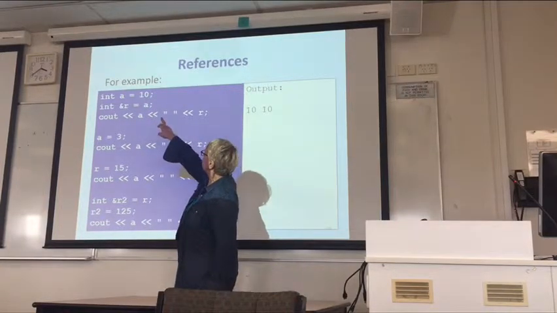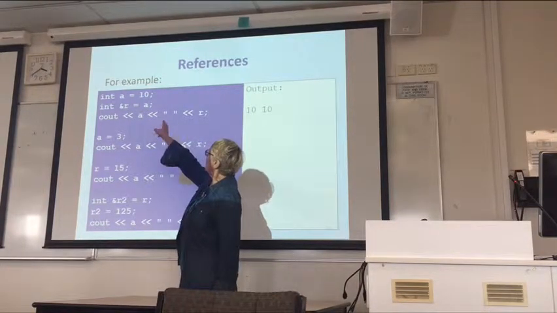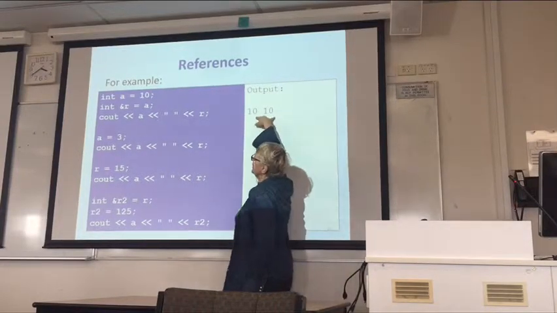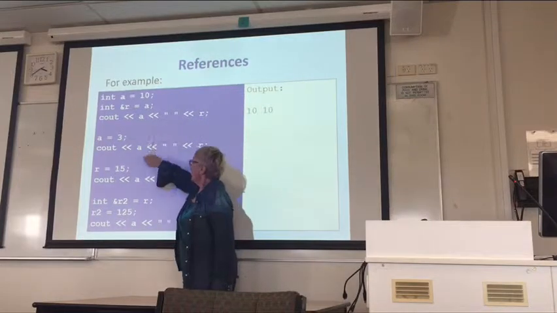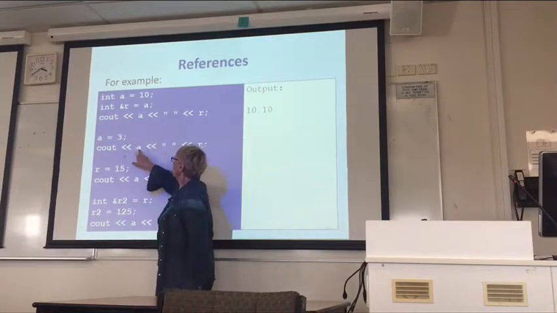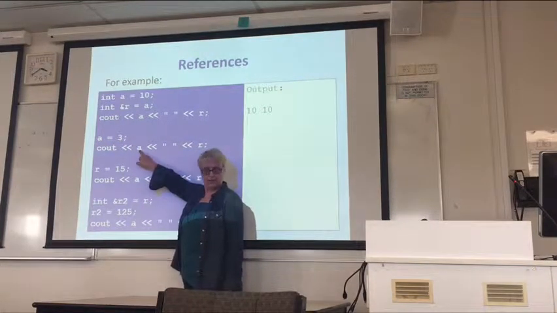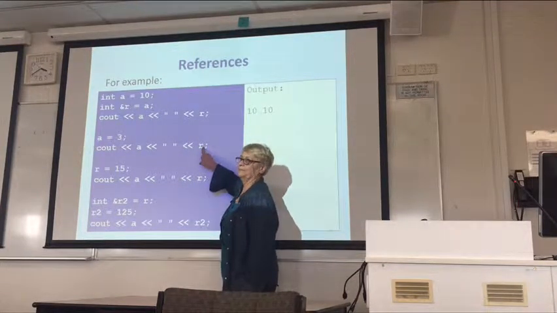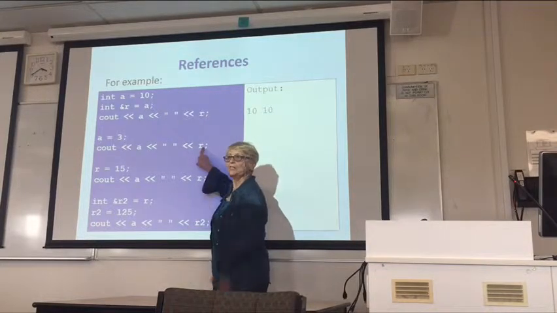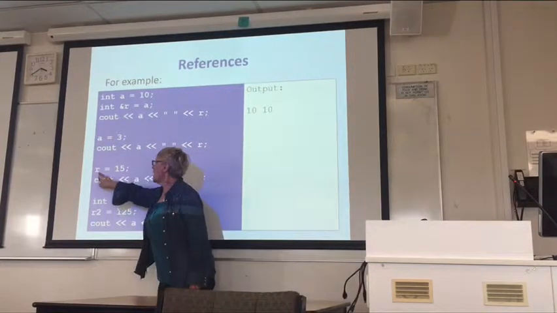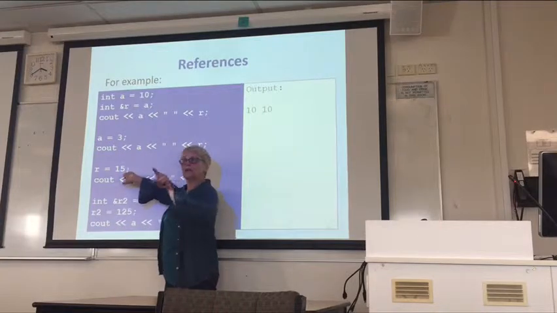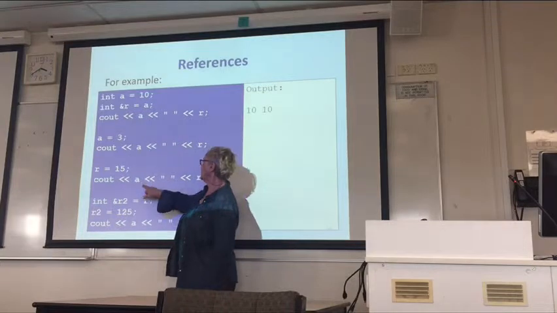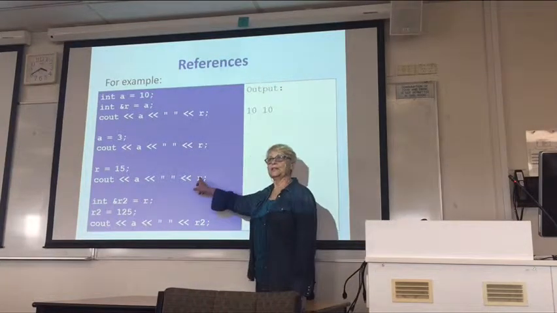We have A, that integer, and R is a reference to A, and we display both. Now we get 10 and 10 from here. Now we set A to 3. We get 3 from here, and we get 3 from here, because they are the same. Now we set R to 15. Be aware, R is the same as A. Therefore, this is 15, this is 15.